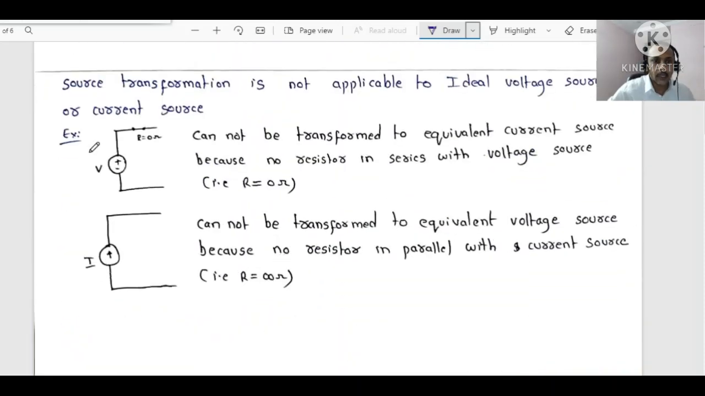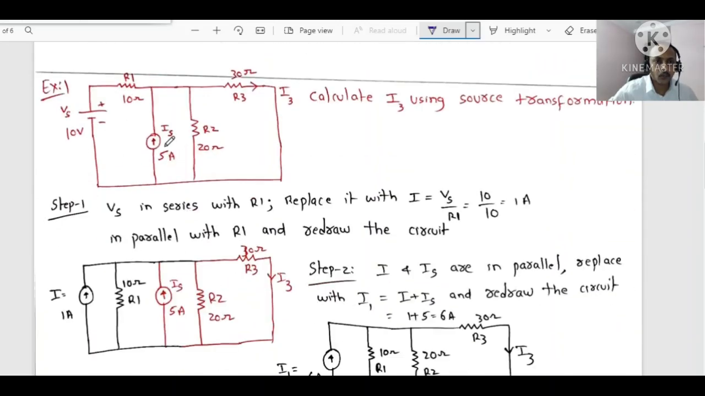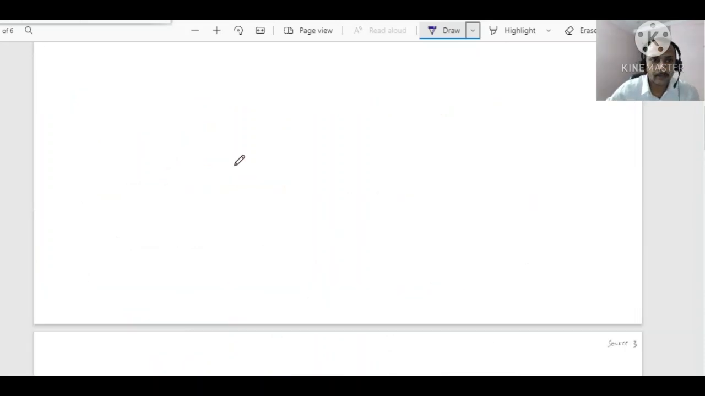And also we will discuss whether source transformation is possible for an ideal voltage source and an ideal current source or not. We will also discuss some examples on this topic, how to apply source transformation in a detailed, simplified, step-by-step manner.